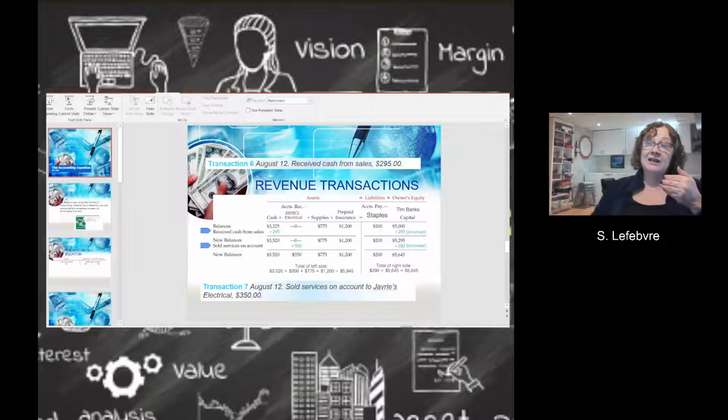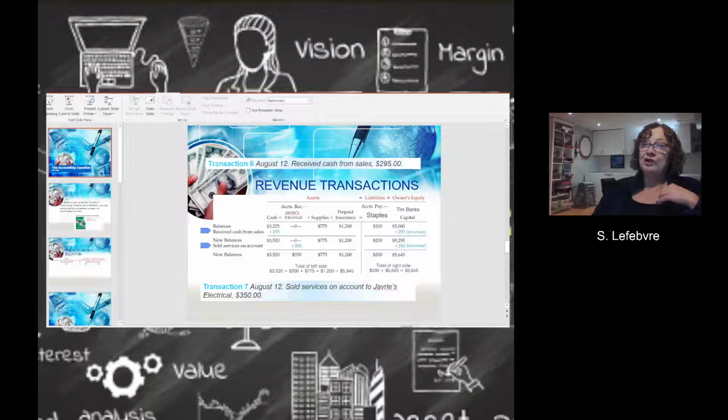It's the same as having received the cash. They've got the 350 that they owe us. It's increasing our assets. And then the other thing that it's increasing is revenue. So it's just as though we sold our services for cash. Revenue will always increase our capital account. Okay, so sold services, same as sales. Both increase the value of the business, the net worth of the owner.